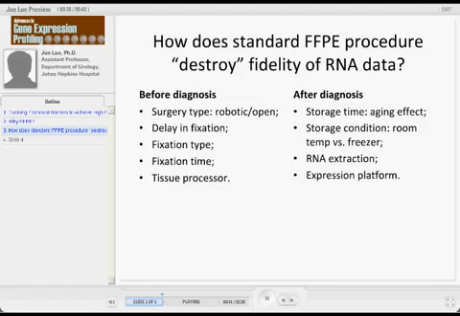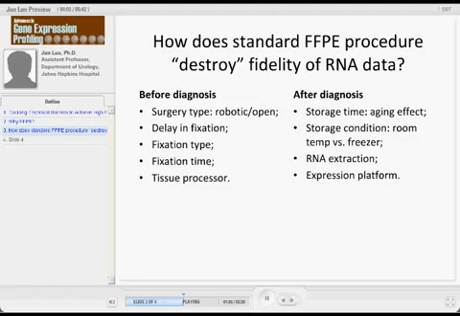You can also control, for prospective purposes, the storage condition. You can store them at room temp, or you can store them at -20. You can control your RNA extraction methods; there are different methods to extract them. You can also control the platform of choice. But those pre-diagnostic variables are hard to control.